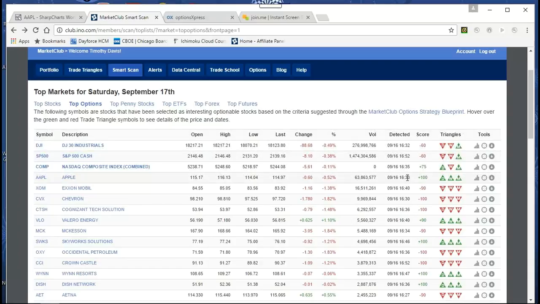For people who traded Apple, when they got that strong signal, it popped in on September the 16th at 4:33. And as you can see, the trend is very positive. It's very strong. It's got 100%. I would trade this one.